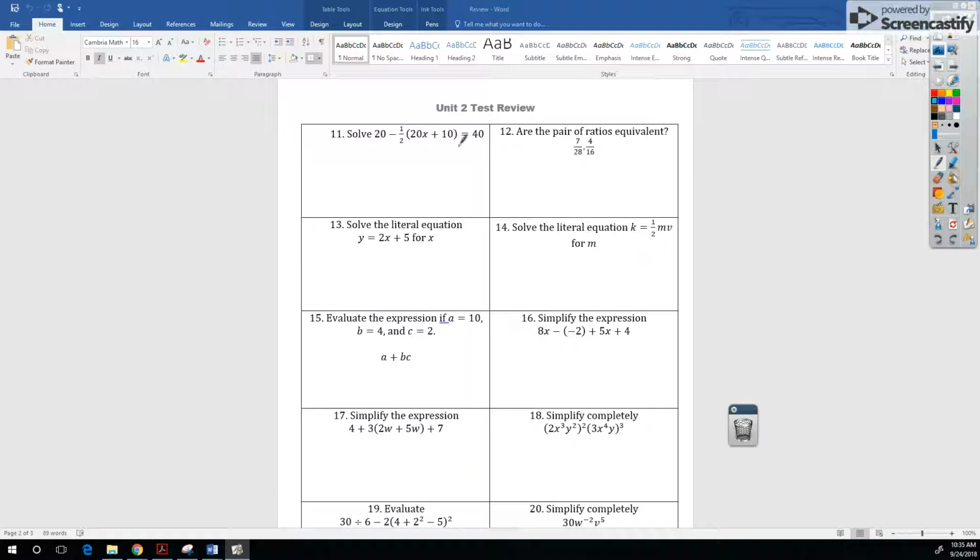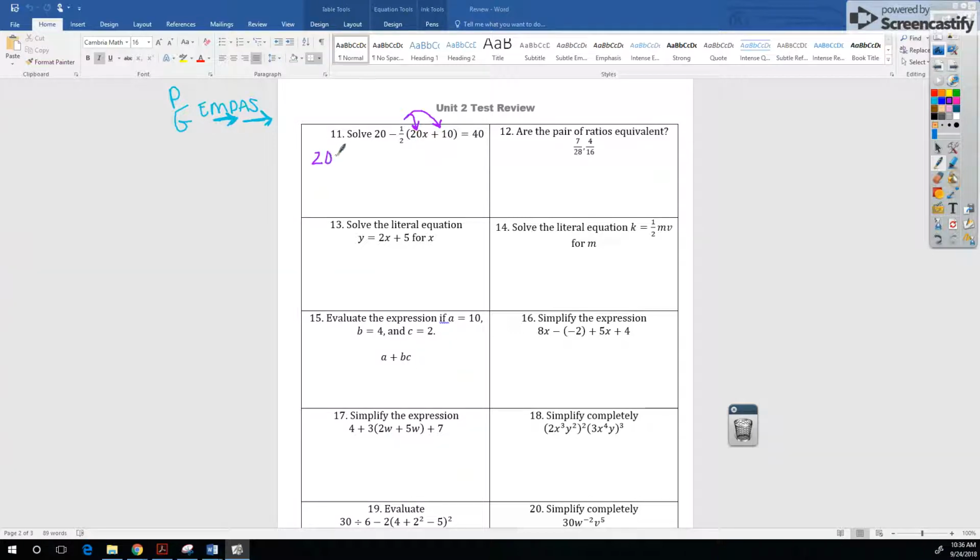Okay, 11. So you got to be really, really careful with this one. Remember from PEMDAS or GEMDAS or whatever we're doing, we have to multiply and divide from left to right before we add and subtract from left to right. So you are not allowed to do 20 minus a half first. Do not do that. You need to distribute, you need to multiply first. So we're going to distribute that negative half to both terms inside the parentheses.